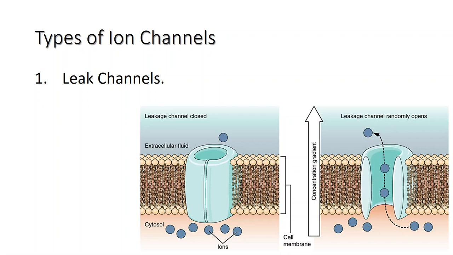Leak channels are found in nearly all cells, including the dendrites, cell bodies, and axons of all types of neurons. Leak channels have an important contribution to the resting membrane voltage of the excitable membranes.